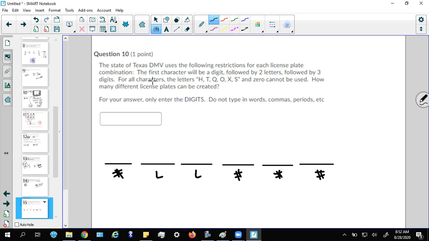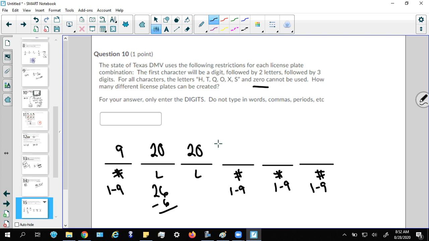All right, let's look at the restrictions. For all characters, the letters H, T, Q, O, X, and S cannot be used. So with letters, you're thinking 26 letters, but you can't use 6 of them. So that means there's 20 possibilities for the letters. And then the 0 cannot be used, so this is going to be a 1 through 9 situation. So that is 9 possibilities for each digit. And I just multiply them all out: 9 times 20 times 20 times 9 times 9 times 9.